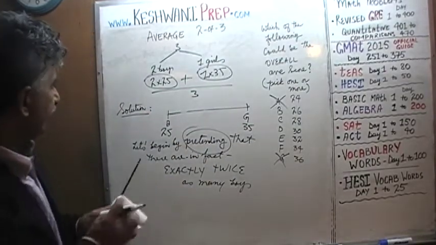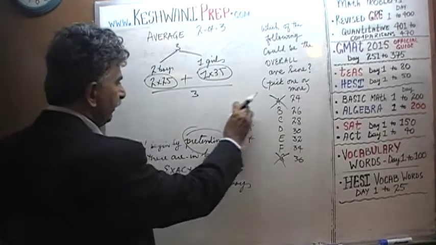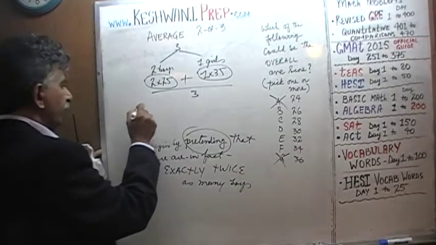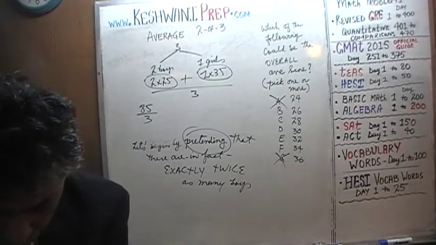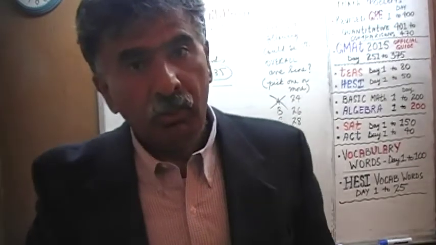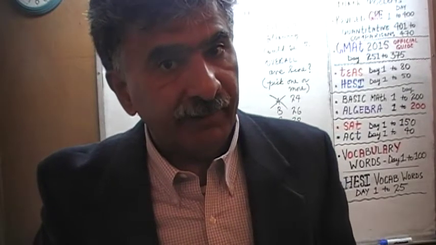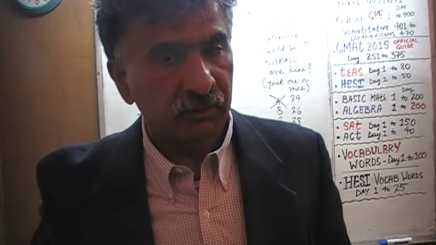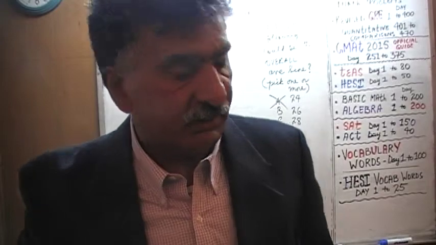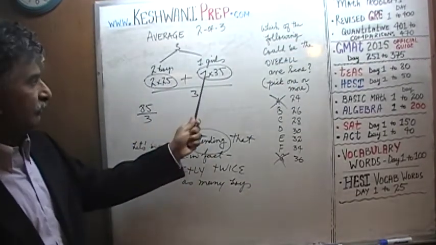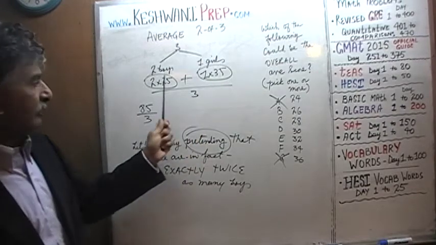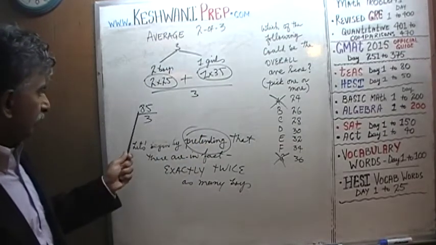Let's find out what that is. 85 divided by 3 would have been the overall average for the class if there were, in fact, exactly twice as many boys as there are girls. It doesn't matter how many girls there are, it doesn't have to be one. Instead of one girl, had there been 10 girls, there would have been 20 boys. Instead of one girl, if there had been 7 girls, there would have been 14 boys, and so on and so forth. Let's find out what that is.